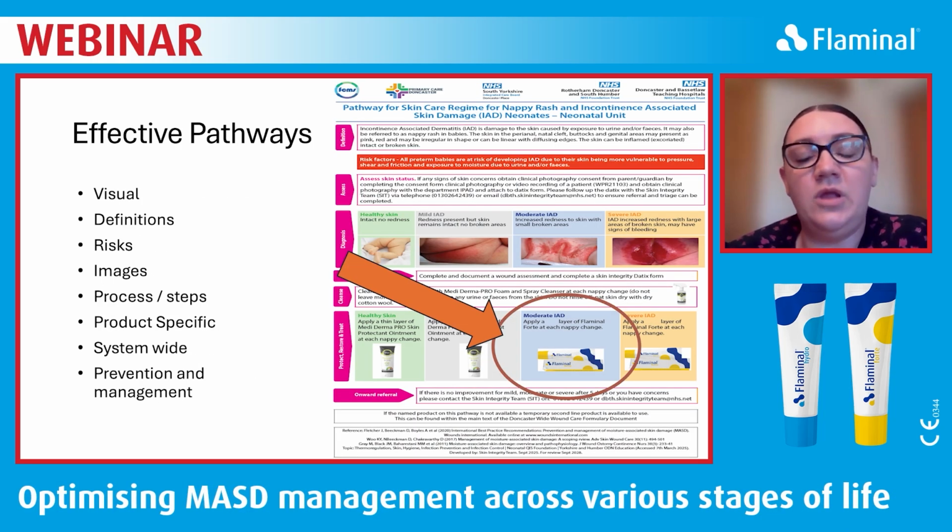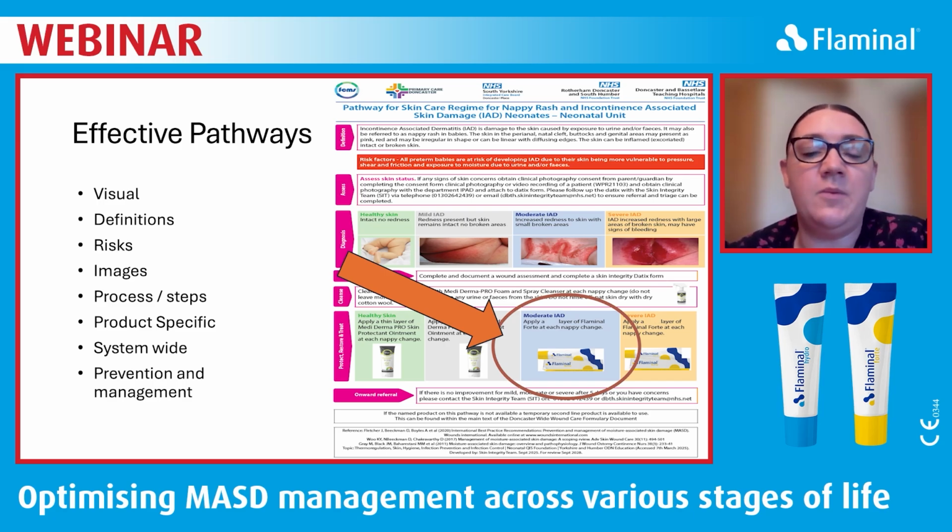This is an example of the pathway that we have developed across Doncaster, and this is a seamless transition across all services in Doncaster that provide wound care. So it covers acute hospital admissions, it covers primary care, community care and out-of-hours services as well. So no matter where that patient is in that system-wide care provision, they're going to be receiving the same level of care and standards that are required.